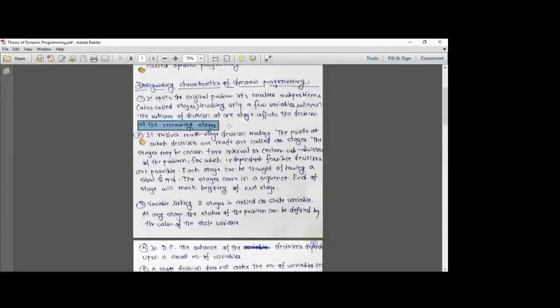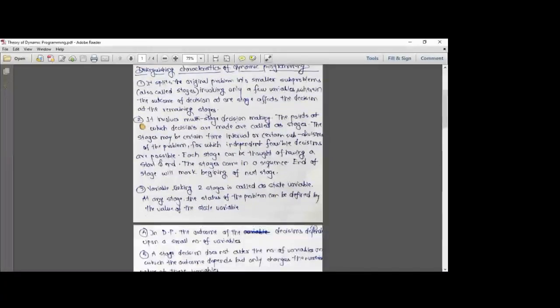This is very important. Every stage is important. We can't say that the initial stage is of no importance and only the last stage is important, or only the mid stages are important. No. Why is every stage important? Because the decision or the outcome at every stage is going to affect the remaining stages, right? So that is important.